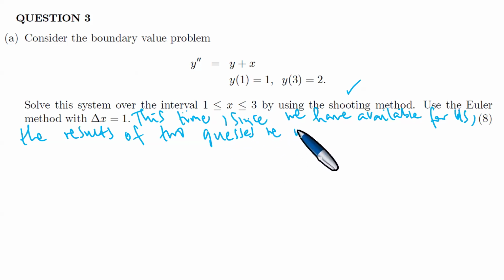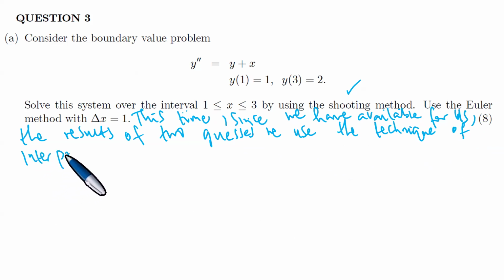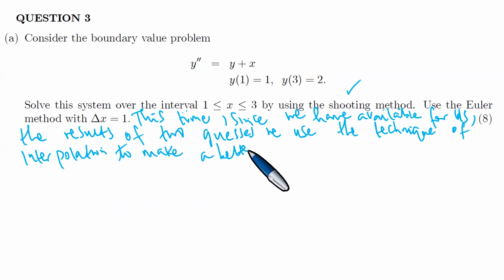We use the technique of interpolation to make a better guess. So when we have 2 guesses, then we use interpolation to make a better guess. Now let us see how interpolation is going to help us.